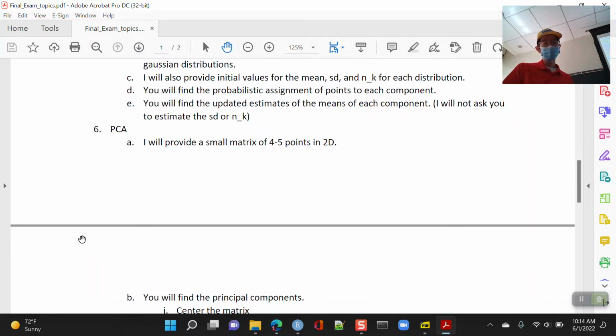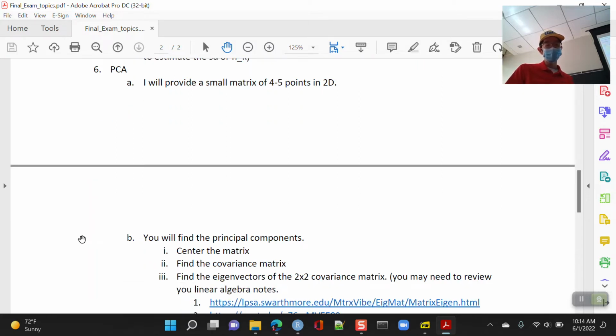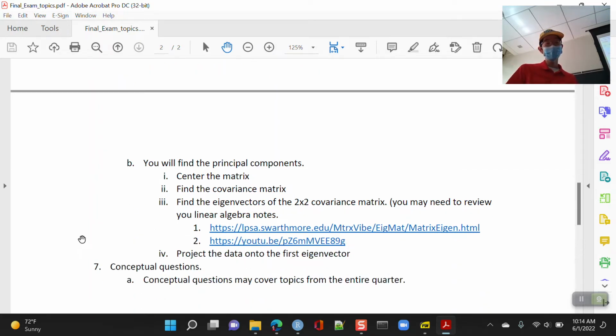Okay, and then the last one, as far as calculation goes, will be principal components analysis. I'll provide a small matrix, maybe 4 to 5 points in 2 dimensions, and then you'll find the principal components, and you've kind of done the work for that. Homework 6 hopefully gives you a sense of what needs to happen. You'll center the matrix, find the covariance matrix, and find the eigenvectors. And you might need to review your linear algebra notes for finding eigenvectors.